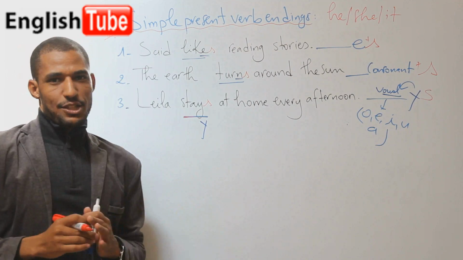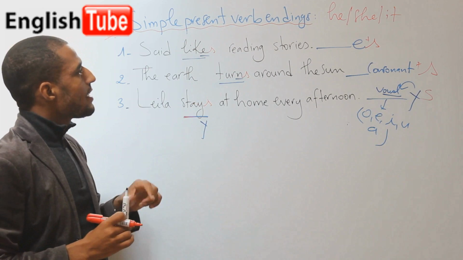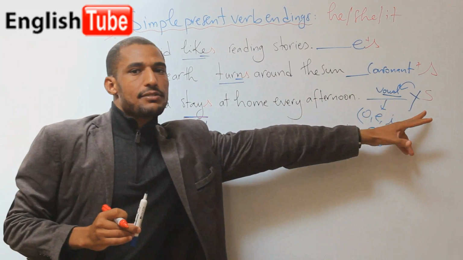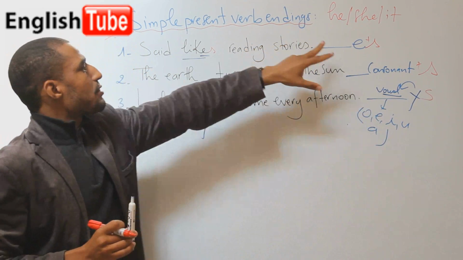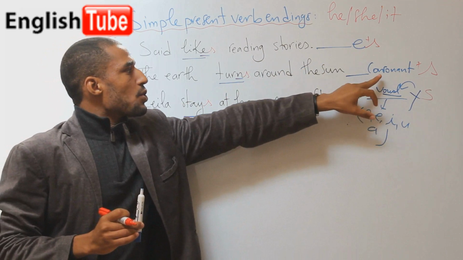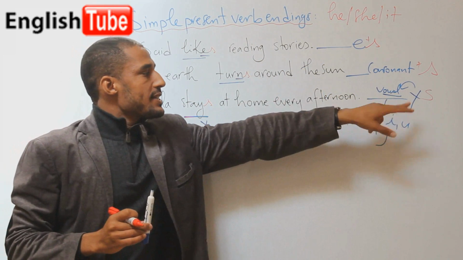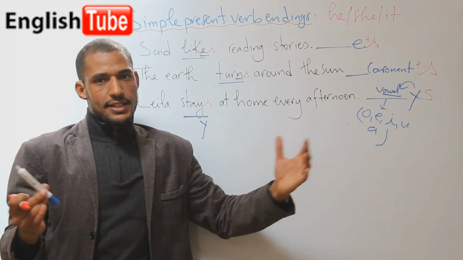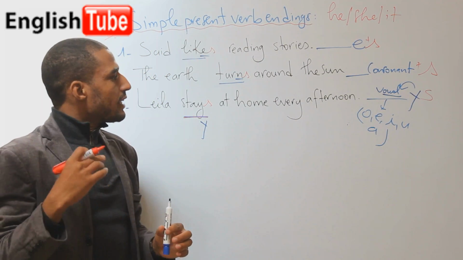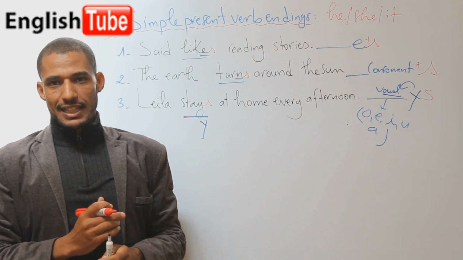So this is the rule. We add S at the end of a verb in simple present after he, she, and it whenever the verb ends in E, or ends in a consonant, or ends in Y preceded by one of these vowels. That's it for right now, and let's move on to the third case and the last one.